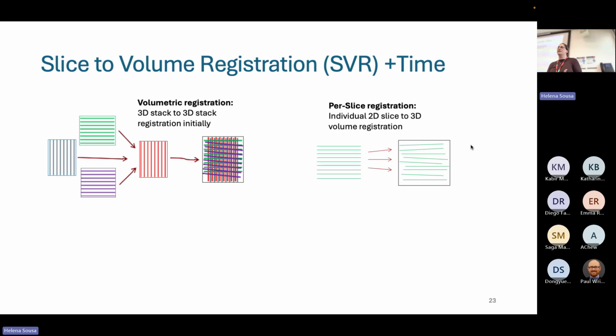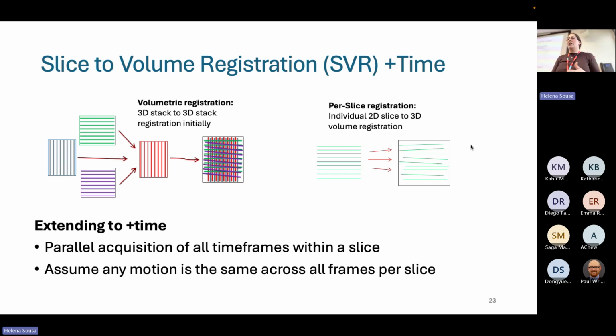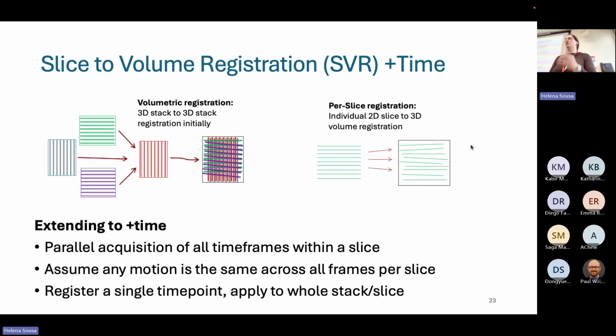So let's look first at slice to volume registration with the time dimension added. So we've already introduced concepts of volumetric registration and per slice registration. So now we're going to extend it. So we know that the parallel acquisition of all time frames happens within a slice, and we assume that motion is the same across all frames within a slice. So because of this, we're able to just register one time point of our slice within the volume, and then apply that to the whole stack or slice.